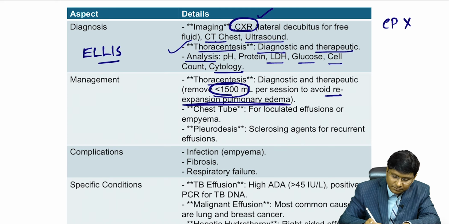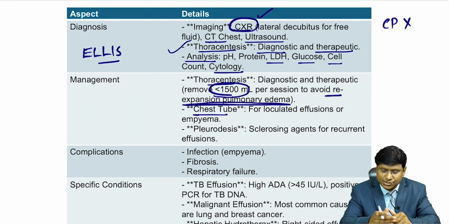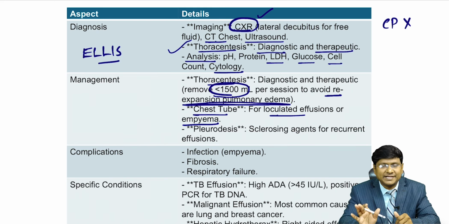Right. Next is chest tube insertion. When do you need to place a chest tube? If there is a loculated effusion, or if there is presence of empyema, you need to place the chest tube in the pleural space, right?